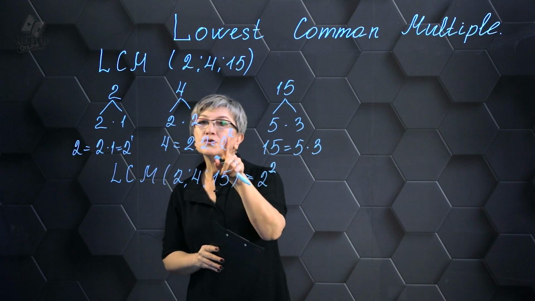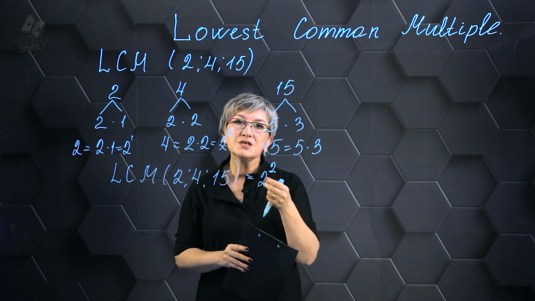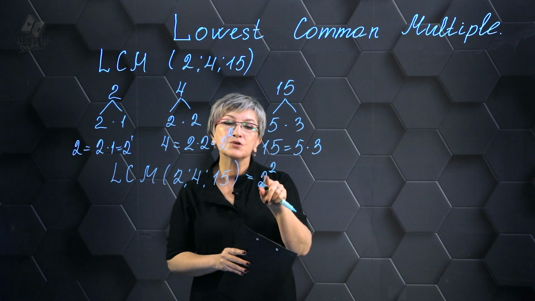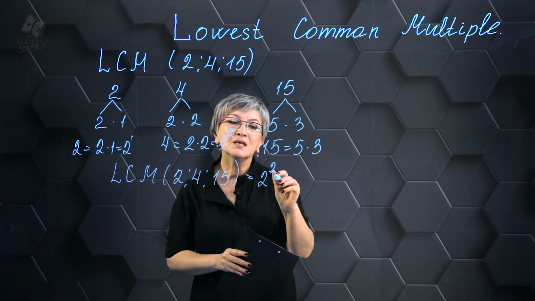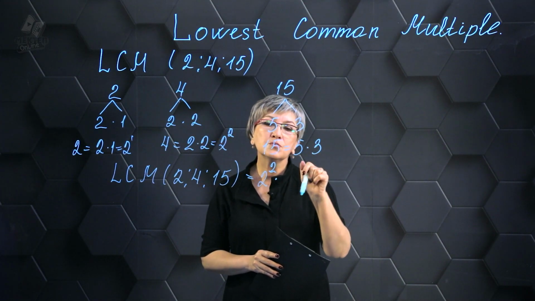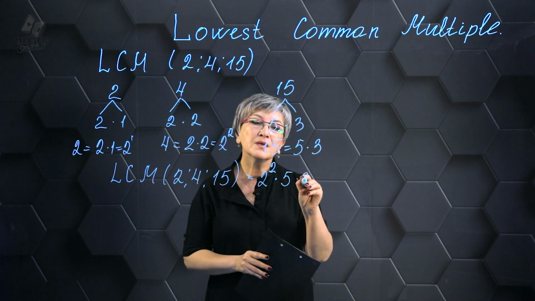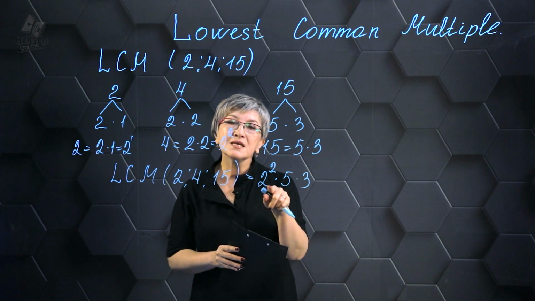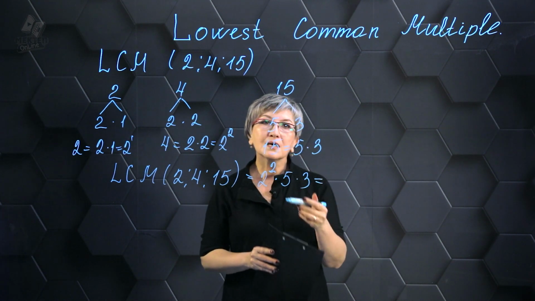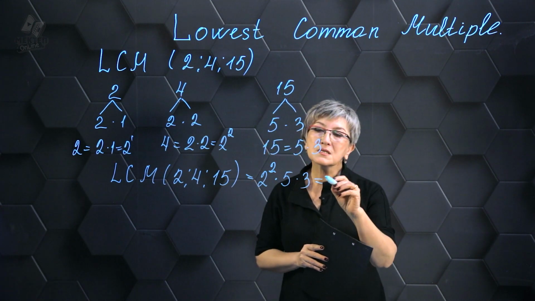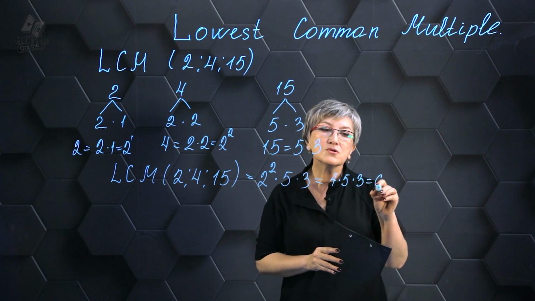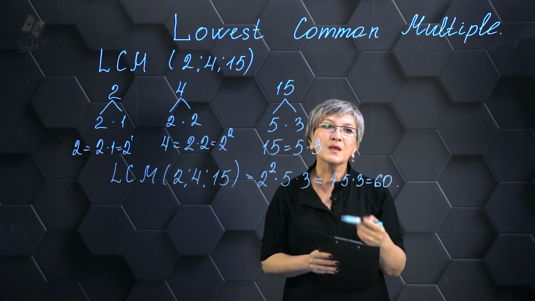So I opt for the one with the highest power out of these 2 numbers in order to make my selection. So it turns out 2 to the power of 2. Next, multiply. All right, I'm done with these numbers. I have additional factors, 5 and 3. Because I did not record these factors yet, I'm simply going to rewrite them. Well, now that I've rewritten everything, all I have left to do is multiply. 4 times 5 and times 3. So in the end, it turns out to be 60.